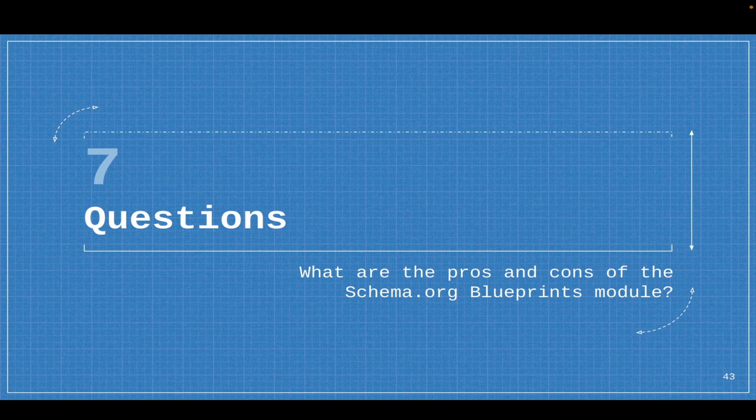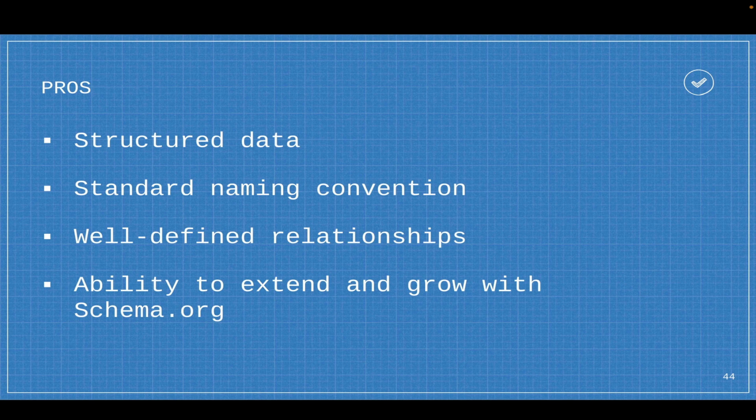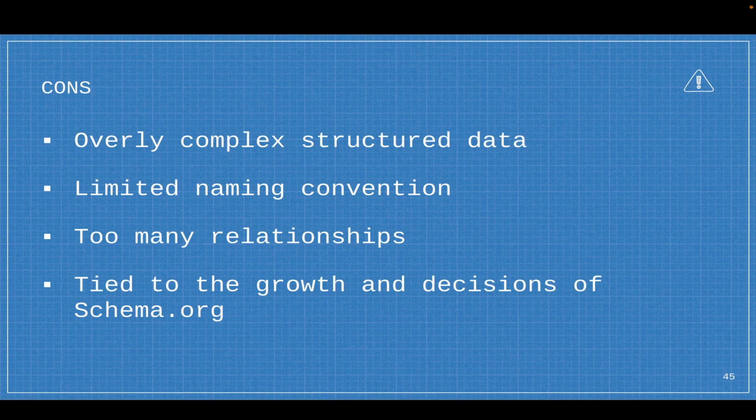Listen, questions: you're not going to be able to ask me questions, but I want to leave you with the pros and cons. I think you're starting to see them. Structured data, standard naming conventions, incredibly well-defined relationships. And I'm willing to bet money that schema.org will be around for years and years to come. They have been around for a decade. Gradually, other schemas have been brought into schema.org. I think it's going to keep going. It's very vast right now as is.